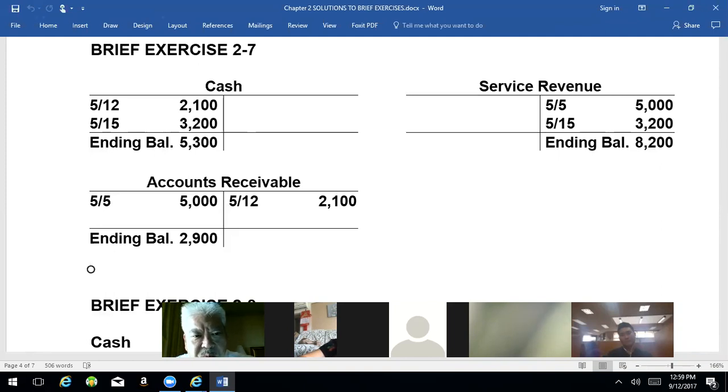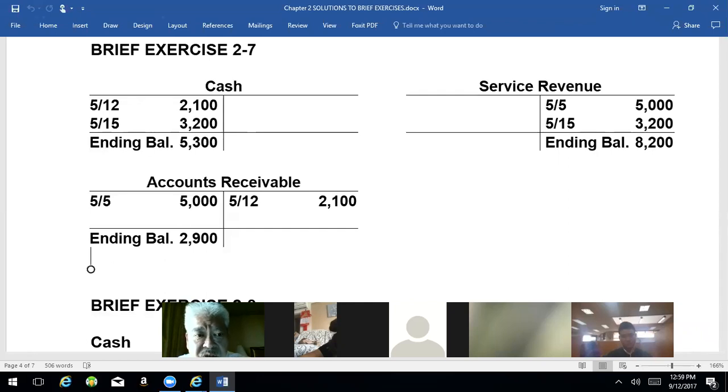Now, remember that for every debit, there's a credit. So there has to be another T account, and the first entry for this month on May 12th was a credit on the right side for $2,100, and you can see it there under accounts receivable. So all debits equal all credits. When we have T accounts, you'll have two T accounts at a minimum affected by each transaction.